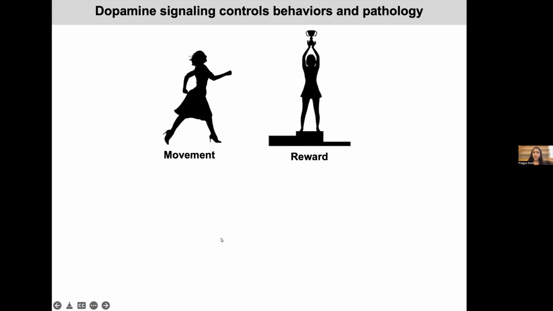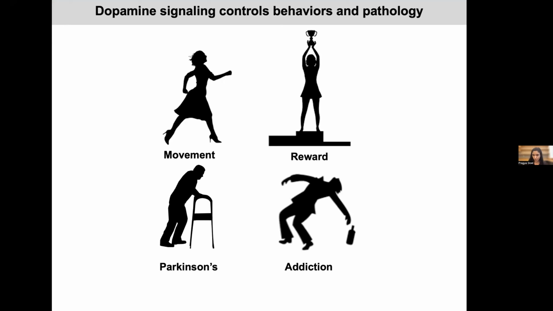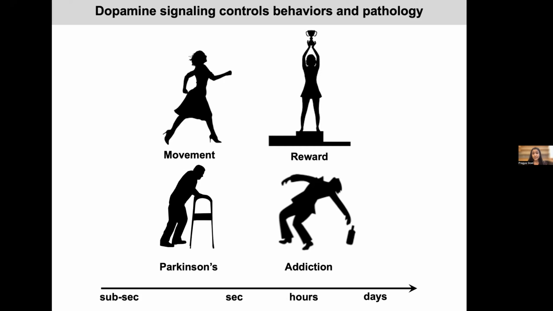We know that dopamine signaling controls diverse processes and behaviors such as movement, responses to reward, motivation, and learning. Correspondingly, defects in signaling result in pathologies such as Parkinson's, which is the most obvious one, and also addiction. It's interesting that it mediates these behaviors on a range of time scales, from fast impulse responses on sub-second scales to slower effects over seconds, hours, and days, suggesting that dopamine transmission has a fast component in addition to its known slow modulatory one.